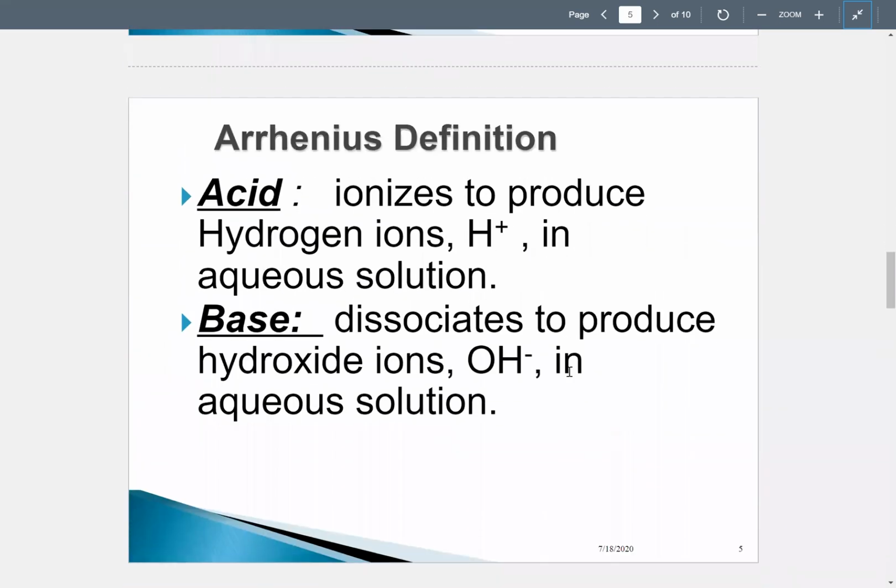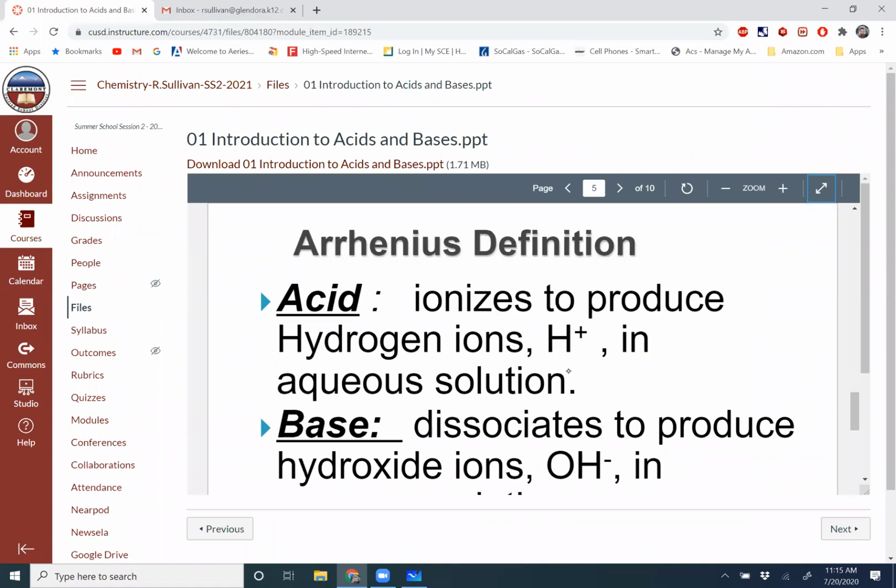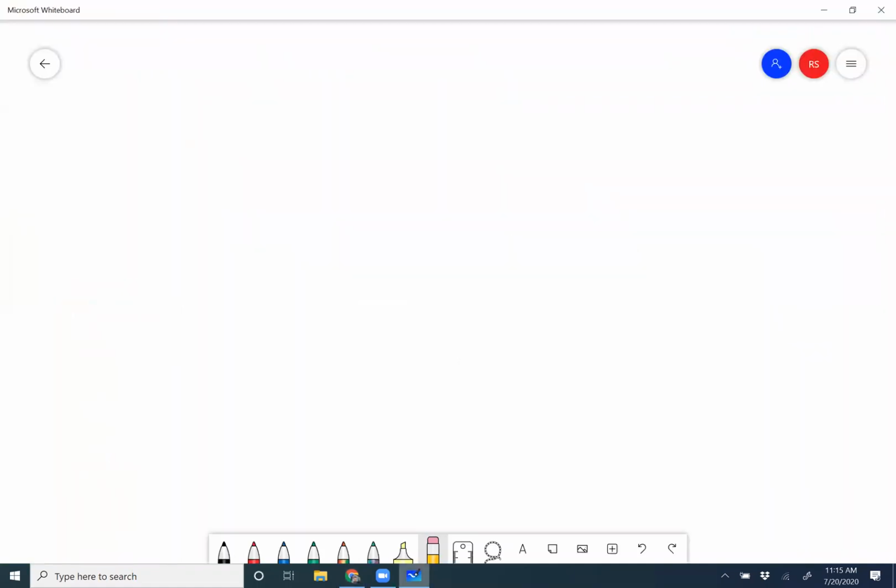All right, so let's just get into the definitions of acid and base. The first one we have here is Arrhenius. Arrhenius is the guy who actually discovers ions. So, very important chemist.